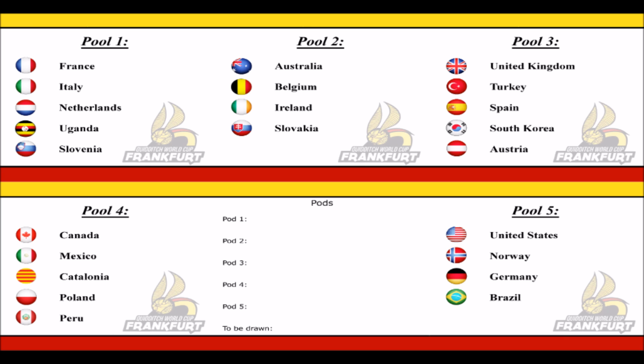The first game to be played on Saturday morning will feature Germany against Norway, with no other games scheduled at that time.